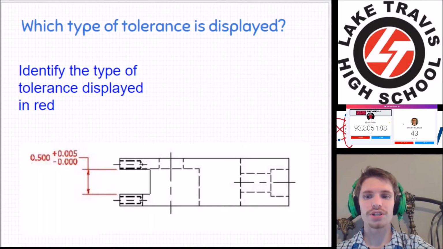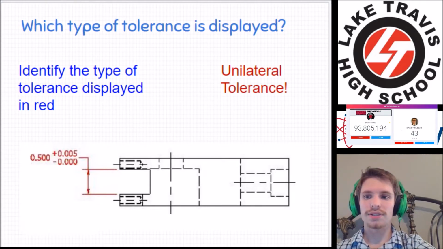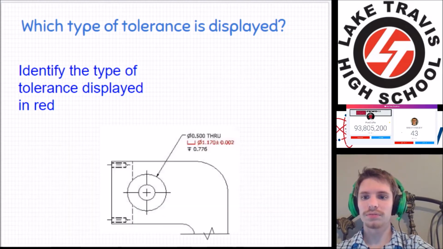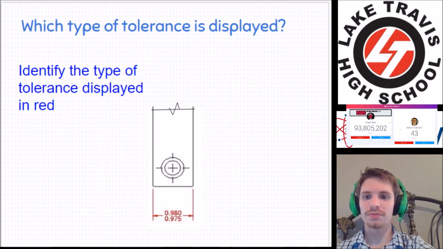Okay, there's the first question. Which type of tolerance is this? Should be a pretty straightforward answer. Yeah, it's this one, unilateral tolerance, because it can't go lower. What's this one? This one is a bilateral tolerance, plus or minus. So what's this one? This is the limit dimension.